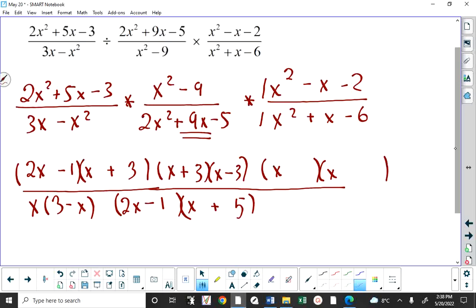I simply need to look for two numbers that multiply to give the constant term, in this case of negative 2, and add to give the middle term coefficient of negative 1. So that factors into x minus 2, x plus 1, and the denominator, the same type of factoring. What two numbers multiply to give negative 6 and add to give positive 1 would be positive 3 and negative 2.